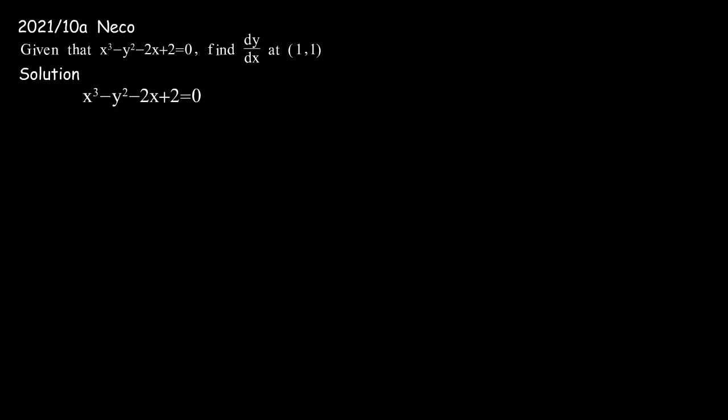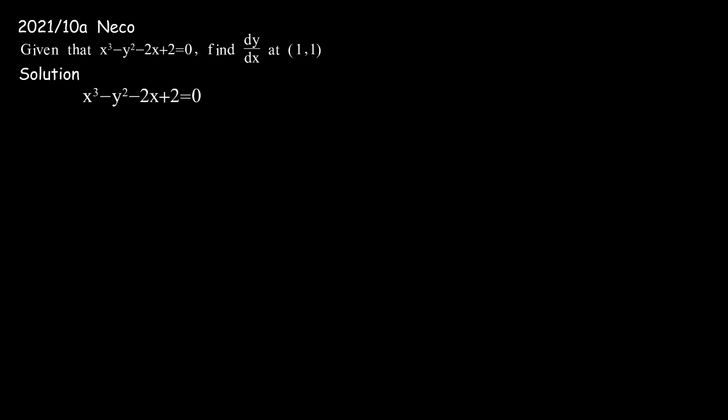Our final question is from NECO 2021. It states that given that s cubed minus y squared minus 2s plus 2 is equal to 0, find dy over ds at the point 1, 1. Now, solution. The first thing we are going to do is write down our equation. And recall that when we are differentiating a component in our equation that has just s, we are going to be differentiating it normally. If it's just y, we'll be differentiating it and adding dy over ds.